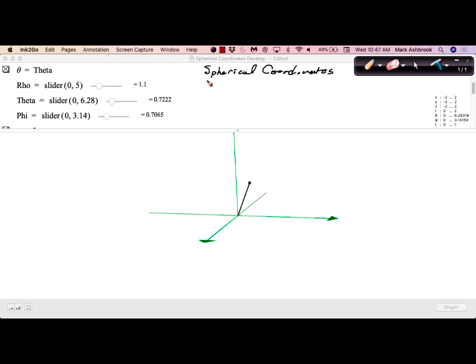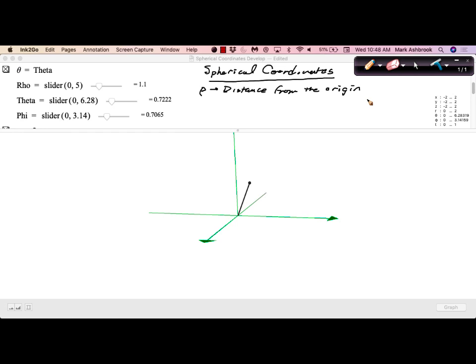Spherical coordinates are three totally new coordinates. Two of which we've not seen before. One we have. The first is rho. Rho is distance from the origin. So how's that different than r? Rho is a Greek letter. It kind of looks like a P, but it's more like a Greek R. Rho, distance from the origin.